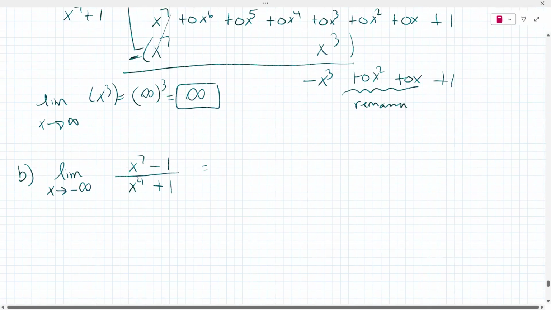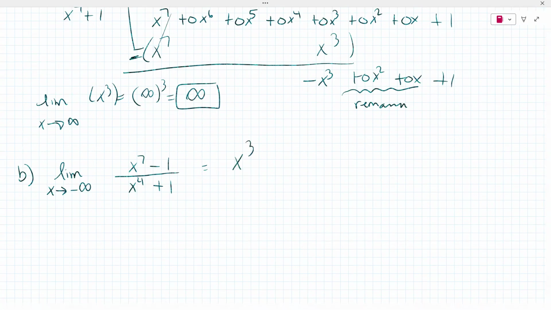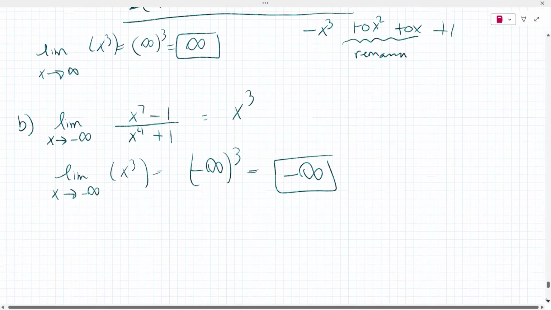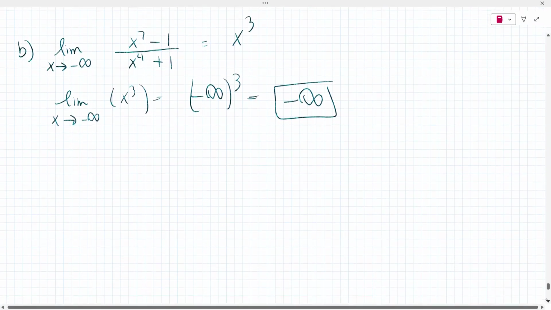So we said that your oblique asymptote is x cubed. So it's going to be the limit as x approaches negative infinity of x cubed. So you replace x with negative infinity, so it's going to be negative infinity cubed. And negative infinity raised to the third power is negative infinity. Okay, let's move on to 16.